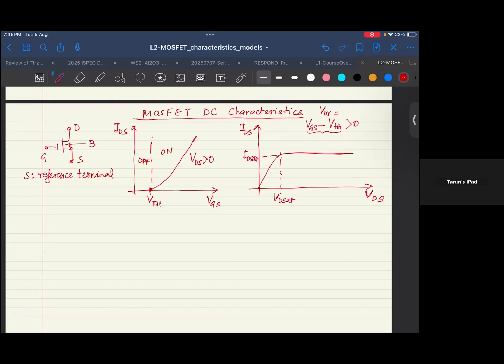And now what we would be interested in is how to model this in terms of ID versus VG or IV characteristics, so that we can use those models to evaluate or analyze transistor circuits and design such circuits. That is the idea.